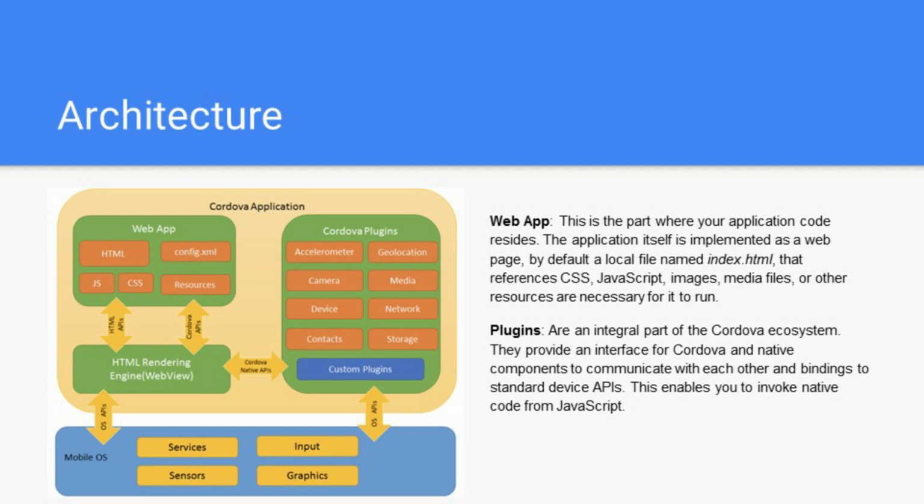Web app. This is the part where your application code resides. The application itself is implemented as a web page, by default a local file named index.html that references CSS, JavaScript, images, media files, or other resources necessary for it to run. Plugins are an integral part of the Cordova ecosystem. They provide an interface for Cordova and native components to communicate with each other and bindings to standard device APIs. This enables you to invoke native code from JavaScript.